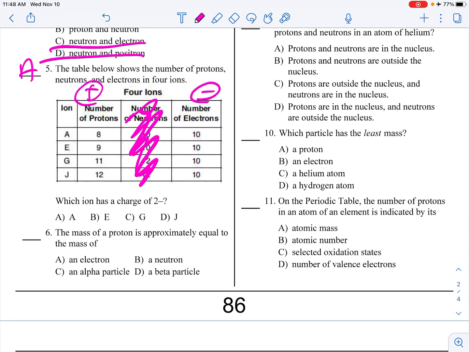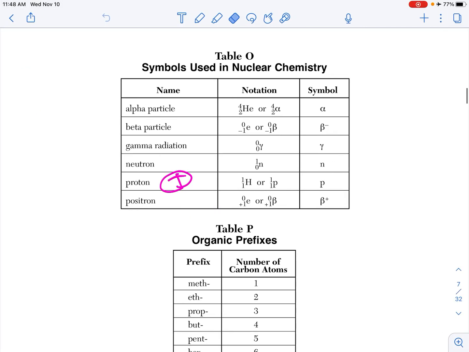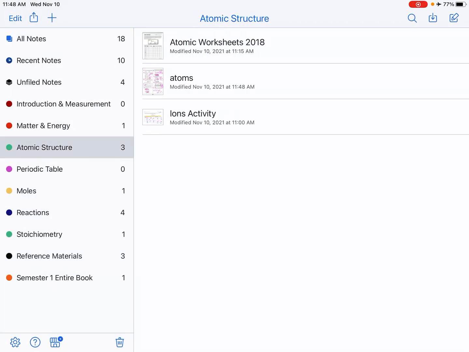The mass of a proton, which is 1 AMU, is approximately equal to what? Electron? Nope, that's a mass of 0. Neutron, that's our choice. Alpha is a mass of 4 and beta is a mass of 0. Again, don't believe me, reference Table O right here. The mass is up top, protons go down here. Back to this. No, this.